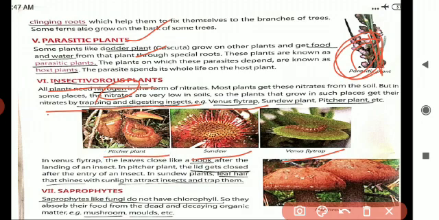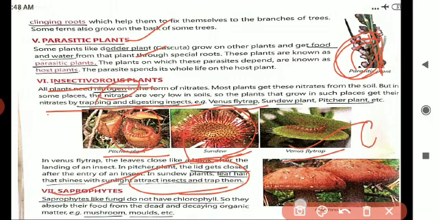Okay children, the Venus flytrap looks like a book. After the landing of an insect, the leaves close like a book. Next, the pitcher plant looks like a lid. The lid gets closed after the entry of an insect. In sundew plants, leaf hairs that shine in sunlight attract insects and trap them. What is the next one?